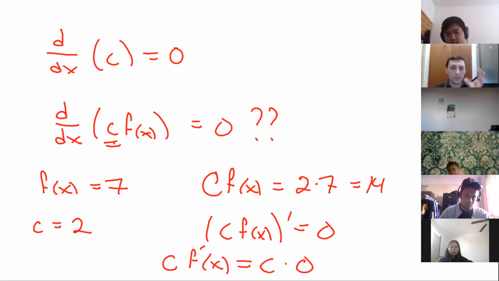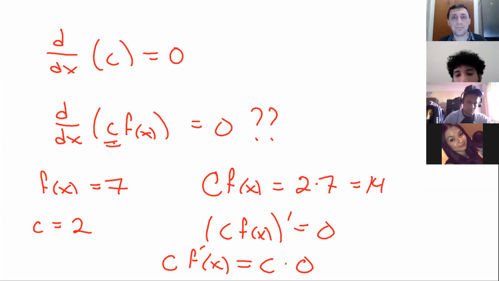But the derivative of a constant times a function is only 0 if that function itself is constant. You understand? Or the c is 0. If c is 0, it will obviously make it 0. Agree? But that's true with the formula. But if c is not 0, the function has to be constant for that to work. Clear? All right, let's move on.